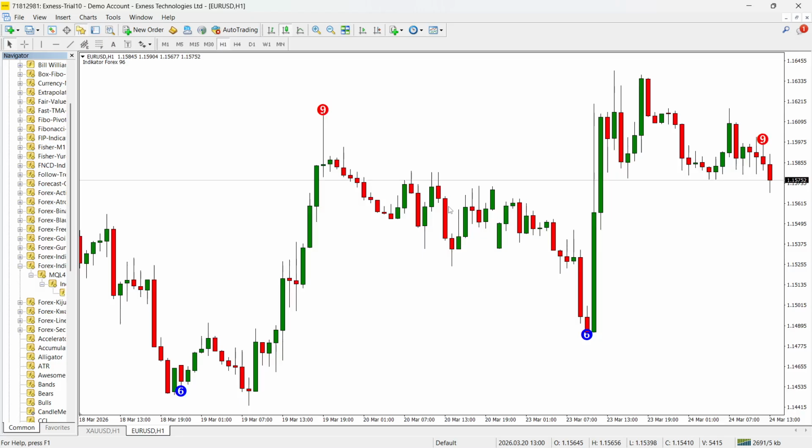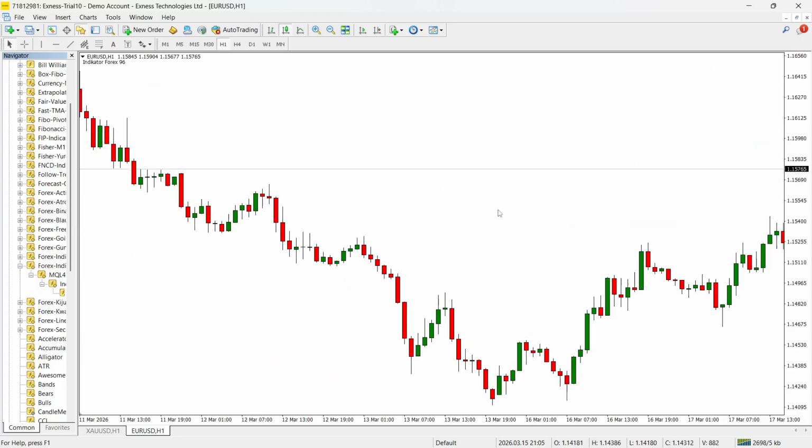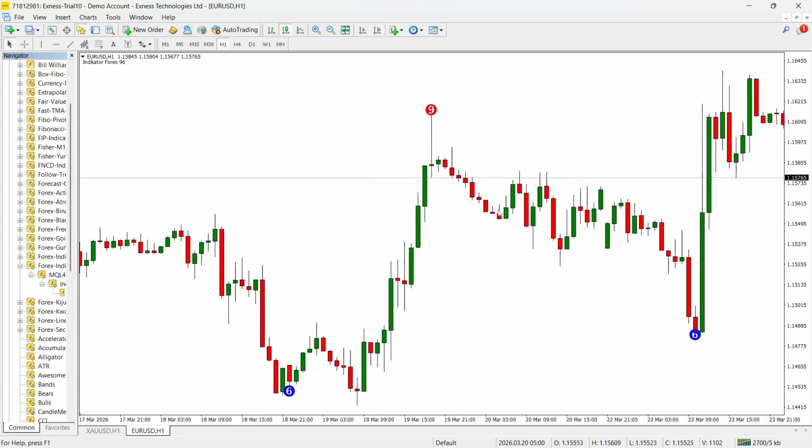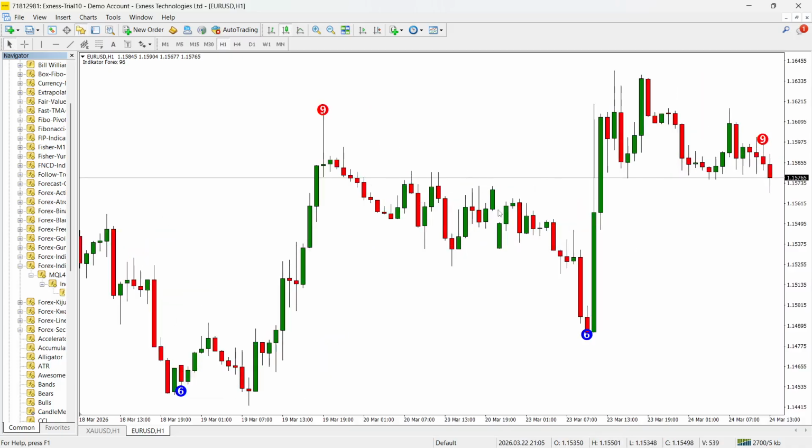These markers stand out clearly against the candles, turning the chart into a sequence of labeled turning points that the system considers significant. In practice, traders watch how price moves after each 6 or 9 marker and pay attention to transitions where a new circle of the opposite color replaces the previous one, as those transitions visually represent potential shifts in trend.